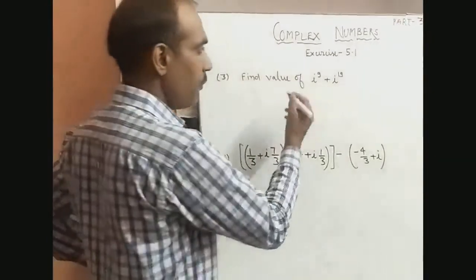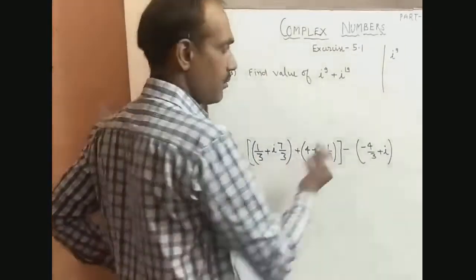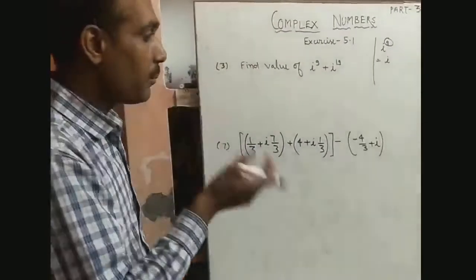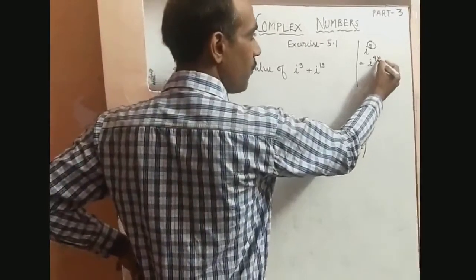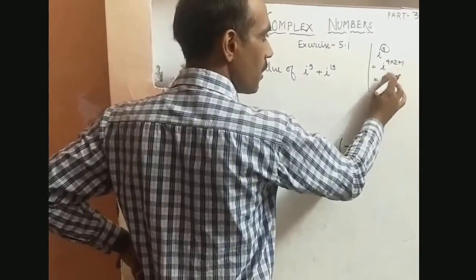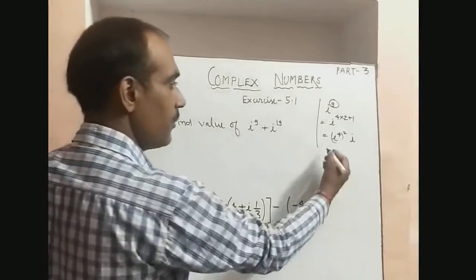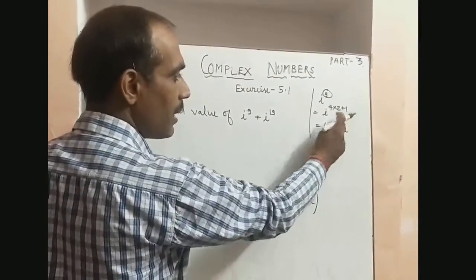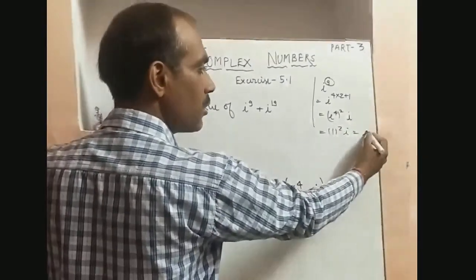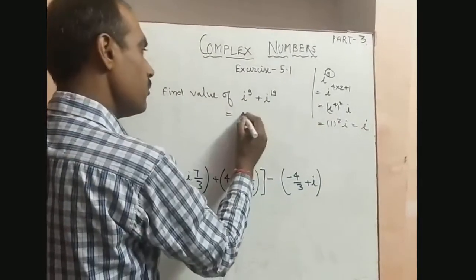I told you, when i is raised to any power, we break the power into multiples of 4. So 4 into 2 plus 1. Then i raised to power 4 into 2, and i. The value of i raised to power 4 is equal to 1. Then 1 raised to power 2 into i is equal to i. So i raised to power 9 is equal to i.